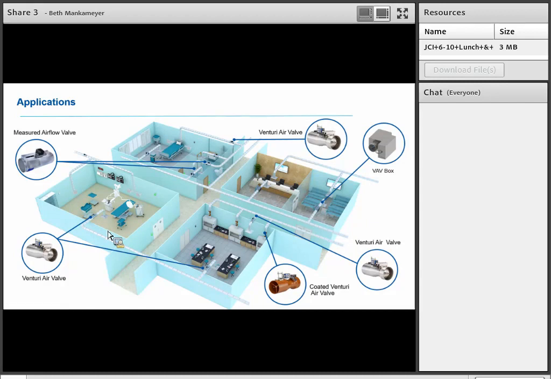And because of these valves having such a high turn-down ratio, when someone walks into that room, it gets up and running immediately. And so that's a huge benefit to having that high turn-down ratio with the Venturi air valve or the measured airflow valve.